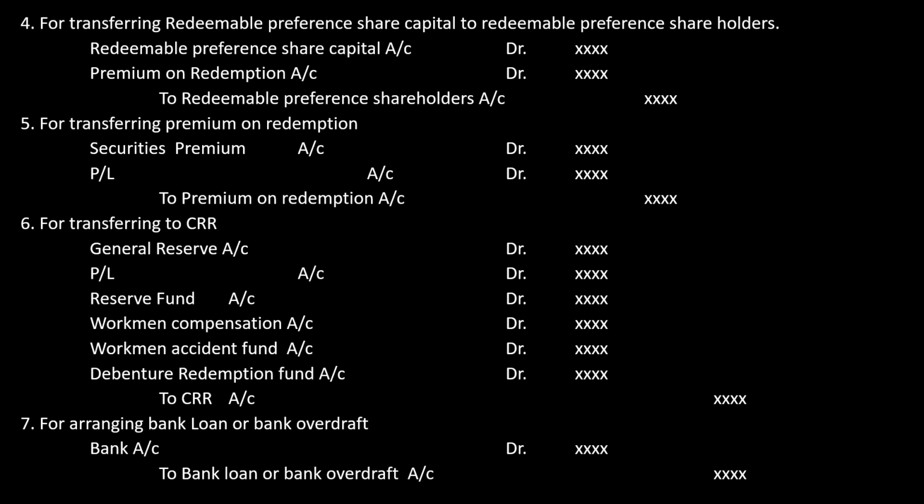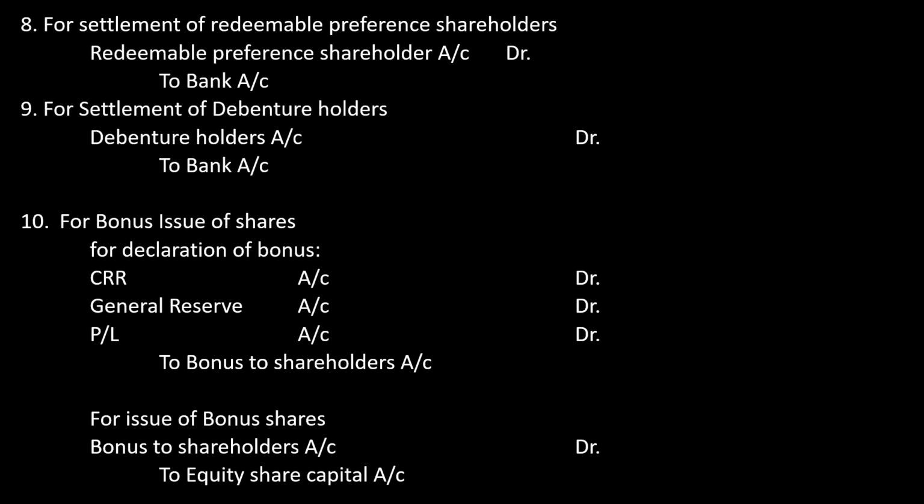Okay, now we'll go to the next entry. Eighth entry, for settlement of redeemable preference shareholders: Redeemable preference shareholders account debit to bank, that is 5,50,000. Sometimes they may redeem both preference shares and debentures together. So for debentures, you will directly transfer debenture to bank.